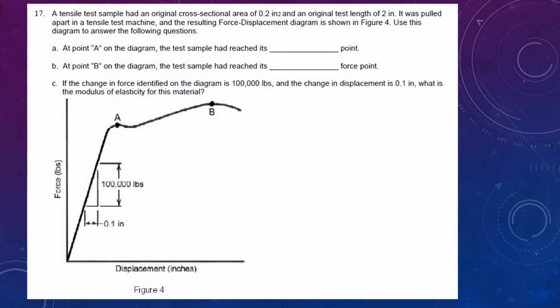Point A is going to be your yield point. When you have the yield point, that's where things are starting to deform plastically. They're not going to be able to go back to the original shape. Everything down here in this section will go back to its original shape, like a rubber band will stretch back. Once you go past the yield point, it's going to deform. B is going to be your ultimate force. So that's your ultimate, or your tensile strength. The ultimate tensile strength is what most people will call that.